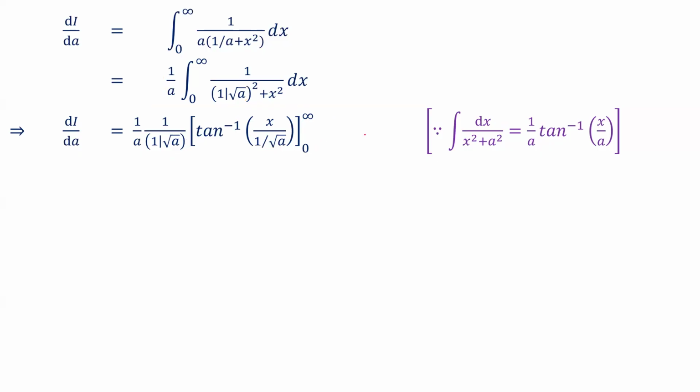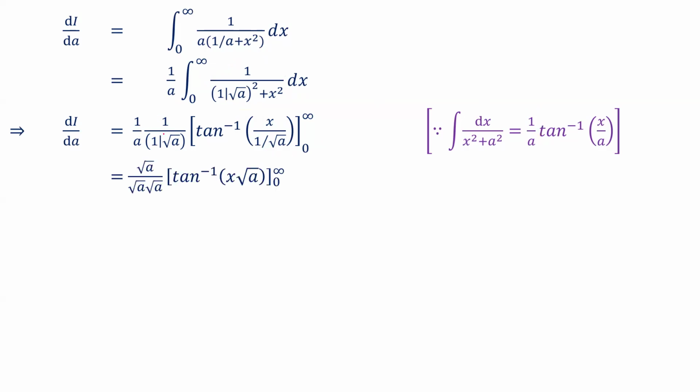Let me again explain it. We want to find the integration of 1/((1/√a)² + x²). It can be written as 1/a times 1/a, and in place of a we can write 1/√a times tan inverse, where the numerator is x and the denominator is 1/√a, under the limit 0 to infinity.